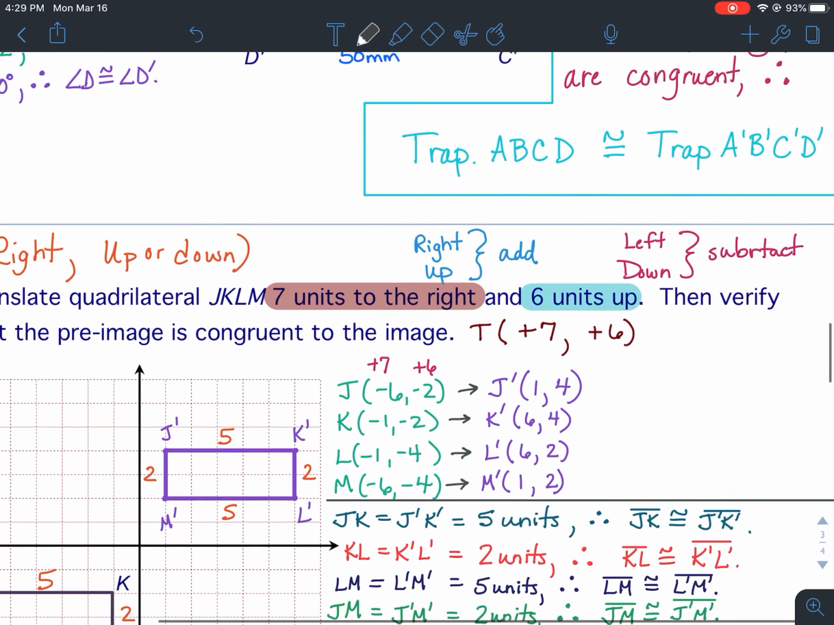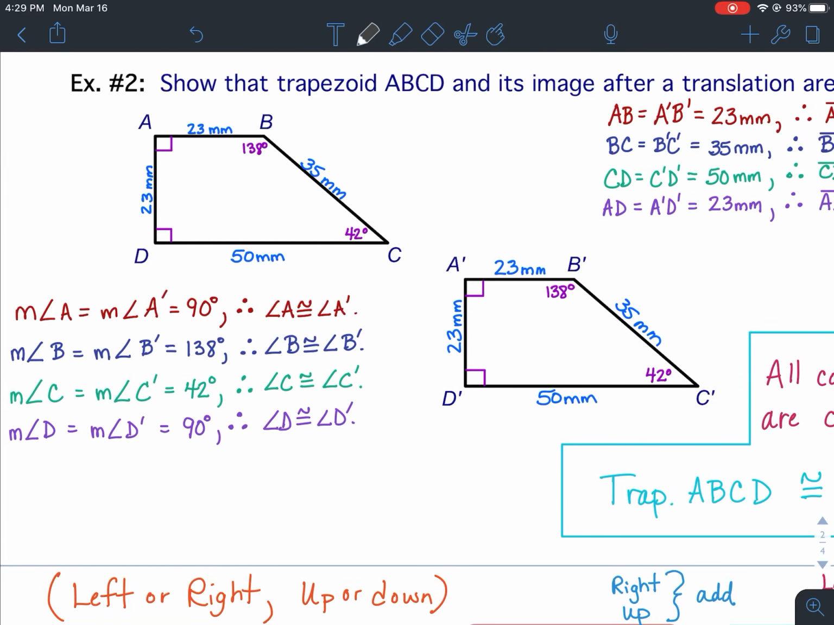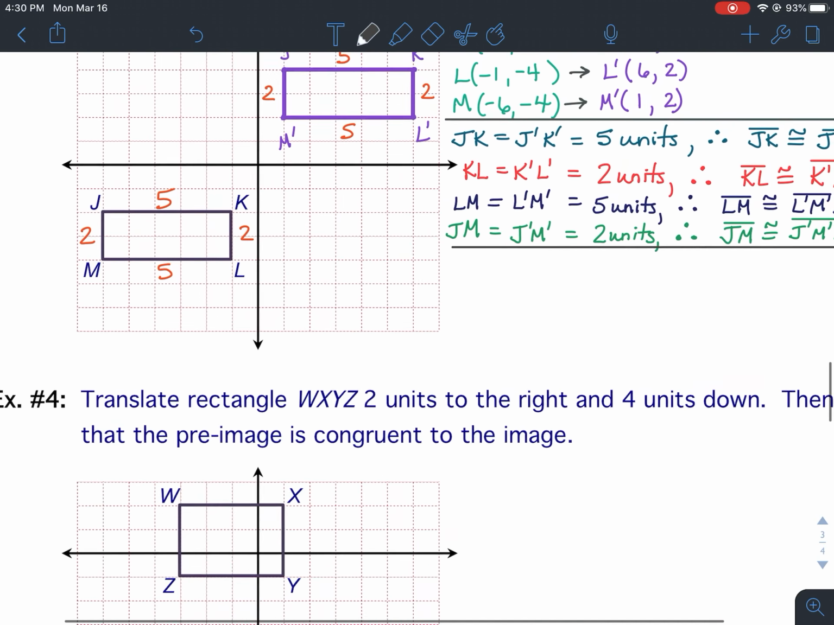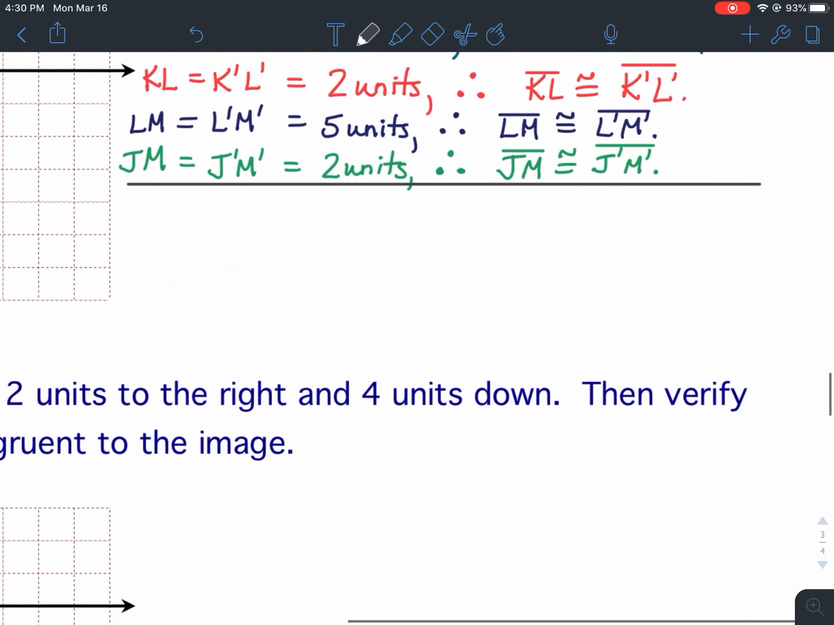So instead of doing it like we did up here in example 2, where we stated the measure of angle A equals the measure of angle A prime, which equals 90, and then stated that those were congruent, instead of doing each separate letter, because all of the angles have the same measurement, we're going to list that all of them are equal, and they're all equal to 90, and then we'll list all of them are congruent. So watch what I do here.